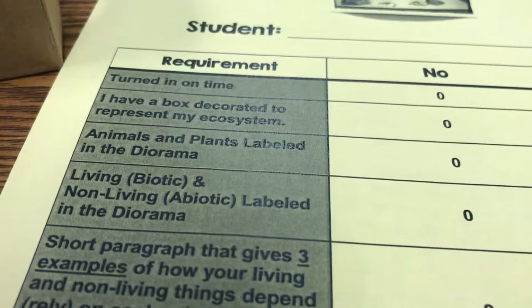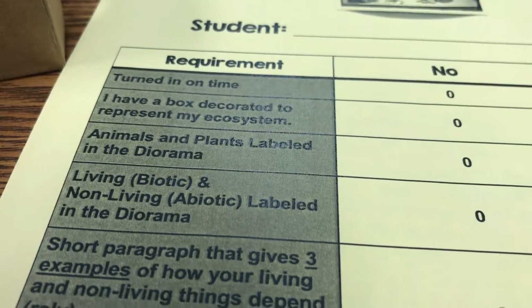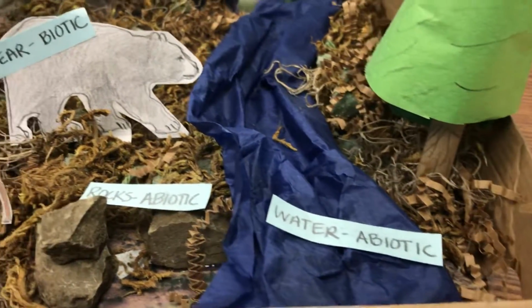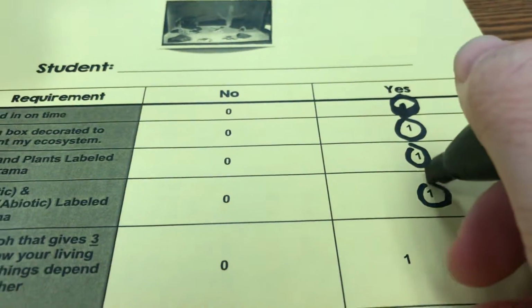Next, living, biotic, and non-living, abiotic, are labeled in the diorama. We already saw that to be true for each item. So I get my point for that.